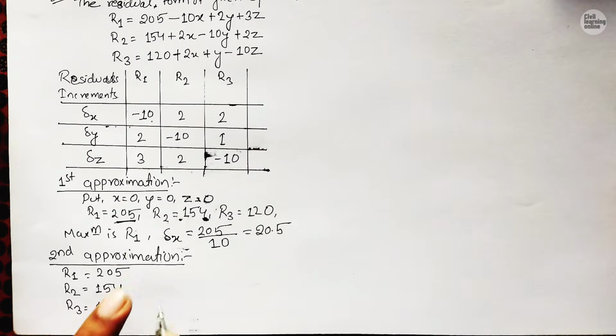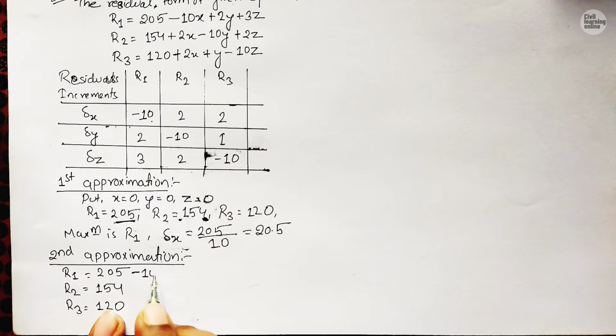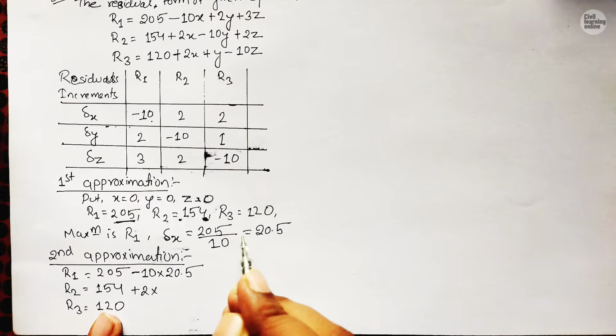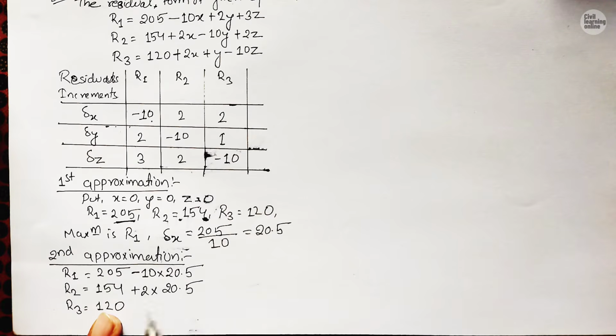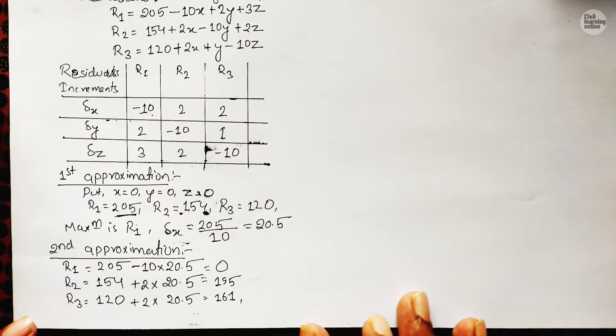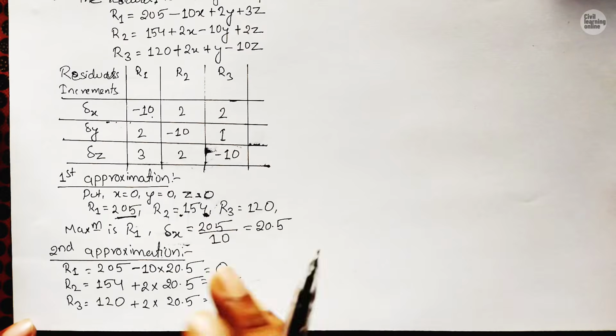We have minus 10x, so we will write minus 10, and in place of x we will use the increment value, that is 20.5. Now we have plus 2x, so plus 2 times 20.5. Again we have plus 2x, meaning 20.5. On solving this, we get the second approximation values, that is 0, 195 and 161.